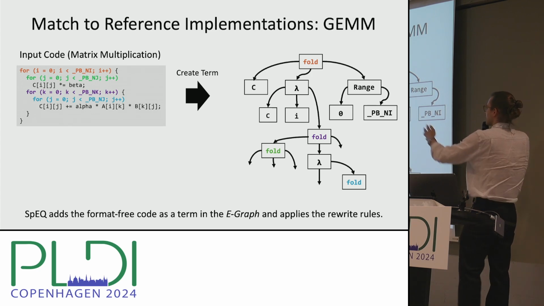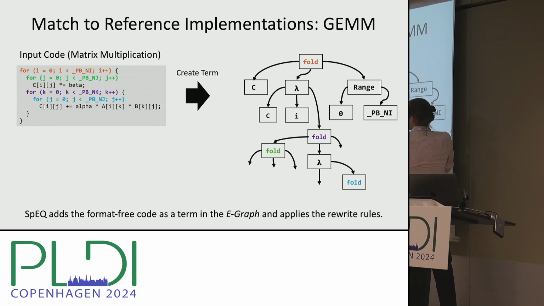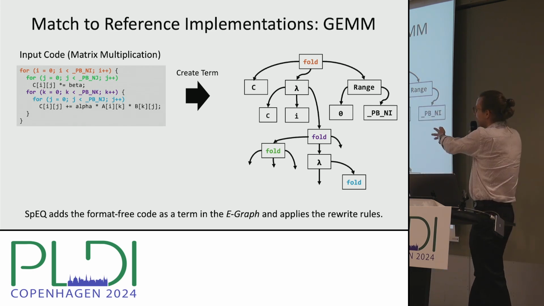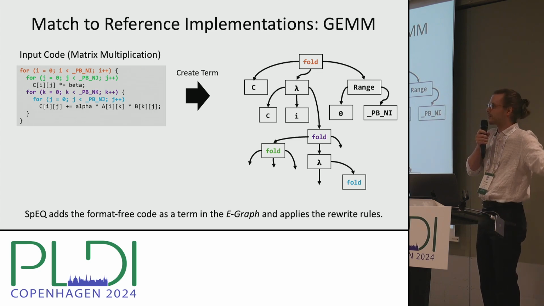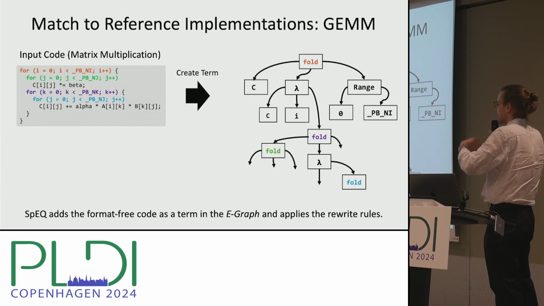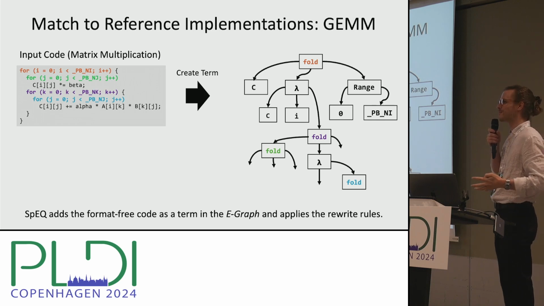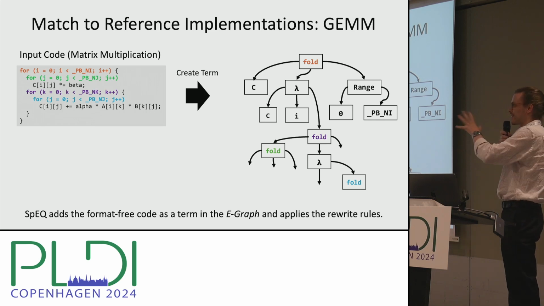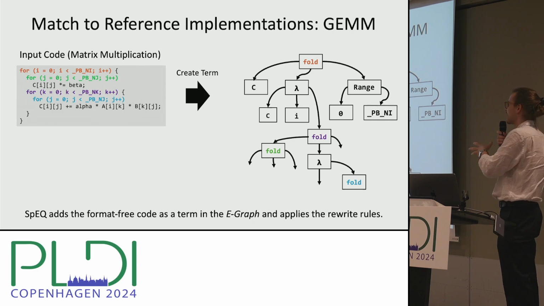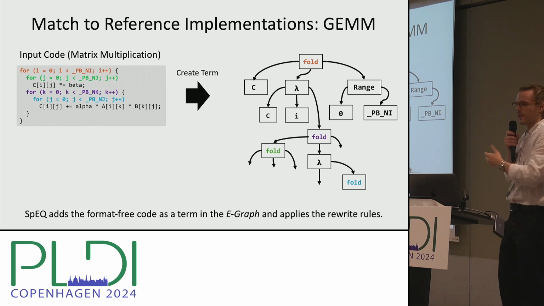So in this case, C and I are captured, and then the body is another fold, and that fold has another fold as input value, and so on. So yeah, these terms can very quickly become really big and really complicated, but I just want to give everybody a picture of what it looks like. And you can look in the paper for more detail.